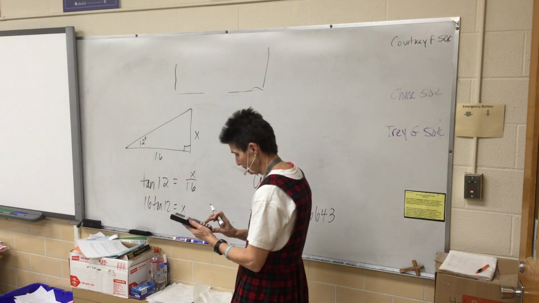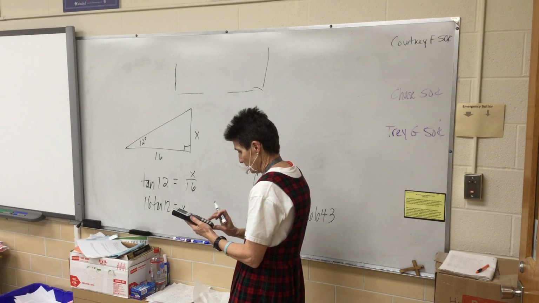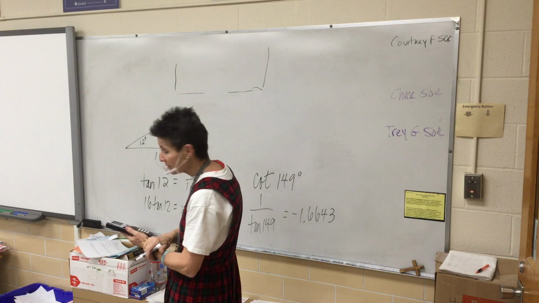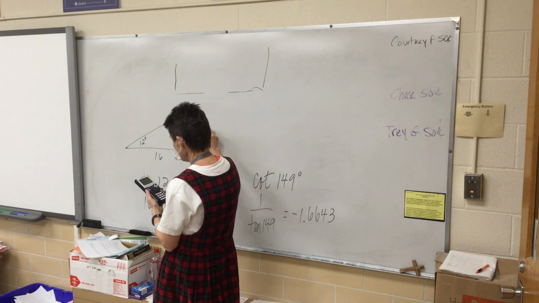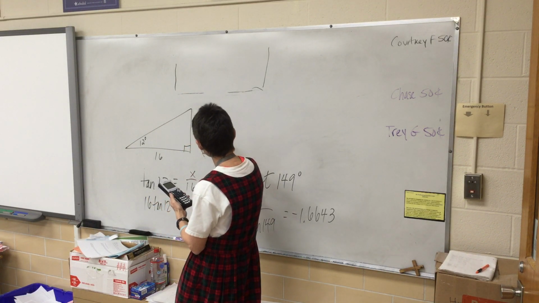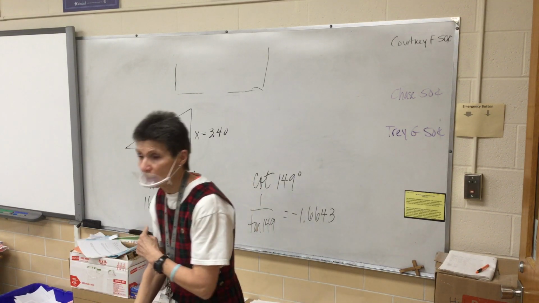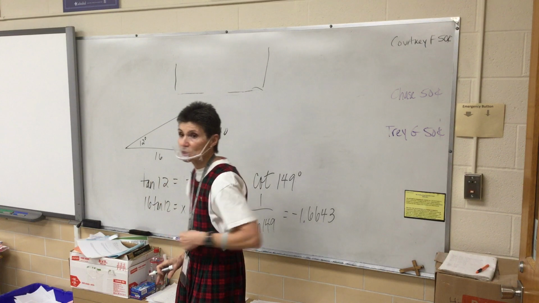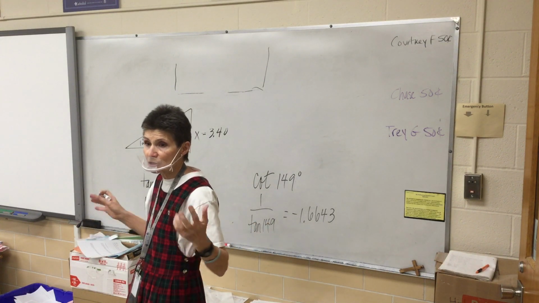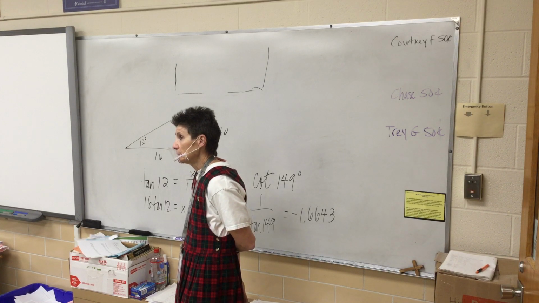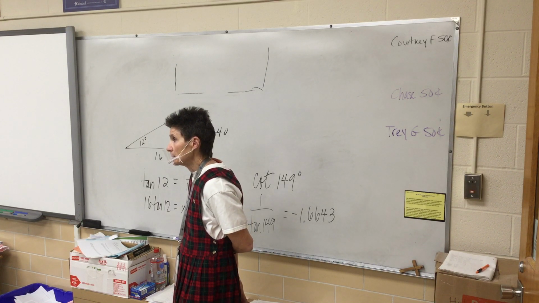So type it in. 16 tan 12. And the directions specifically say round to the nearest hundredth. So that will be 3.40. In our word problems, this was not a word problem, but in those, remember you have to put a unit on that, like feet or inches or something. Okay?